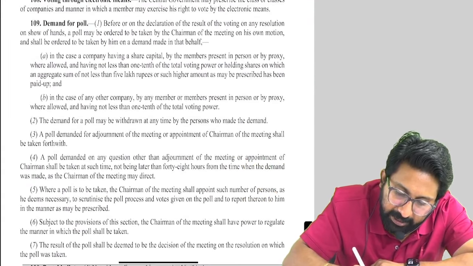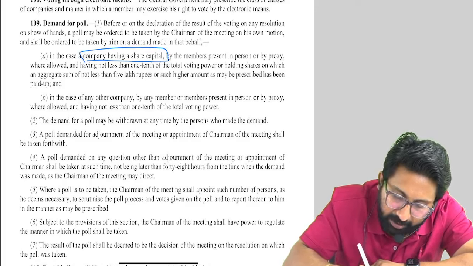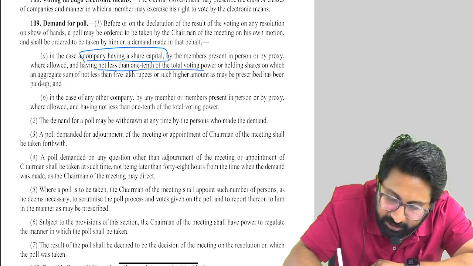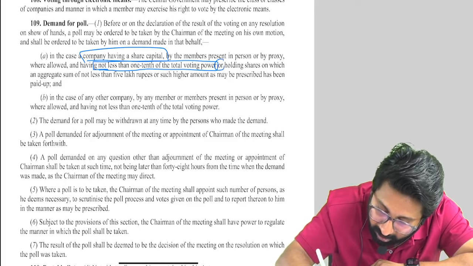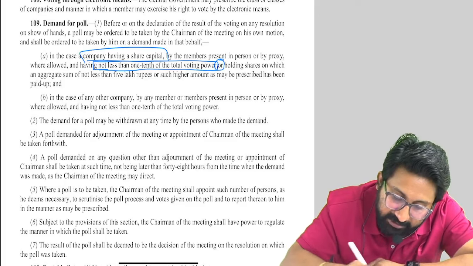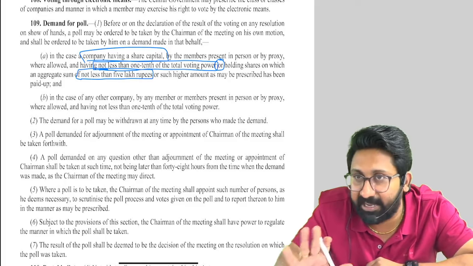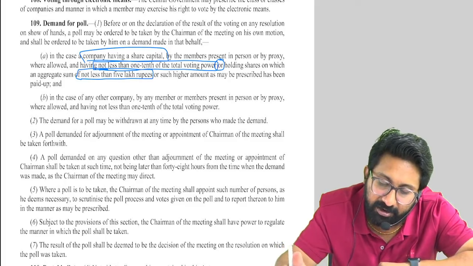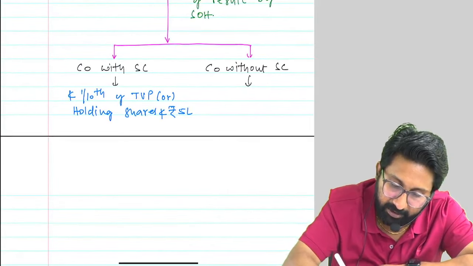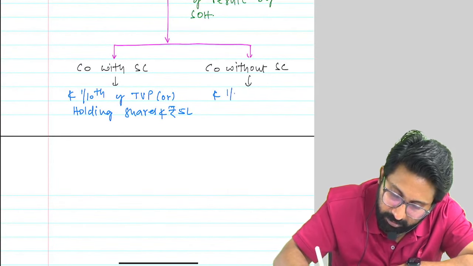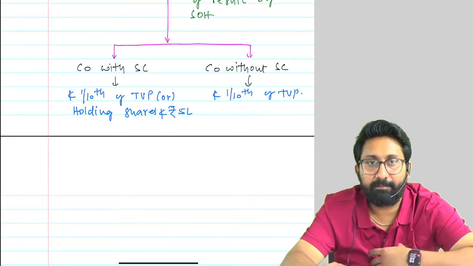You can see here. In case of a company having share capital, not less than 1/10 of the total voting power, that condition, or holding shares on which the aggregate sum is not less than 5 lakh. That's all. The concept of whichever is higher or lower will not come. Listening or not, everyone? Okay. Let's write up. Second one, not less than 1/10 of the total voting power.